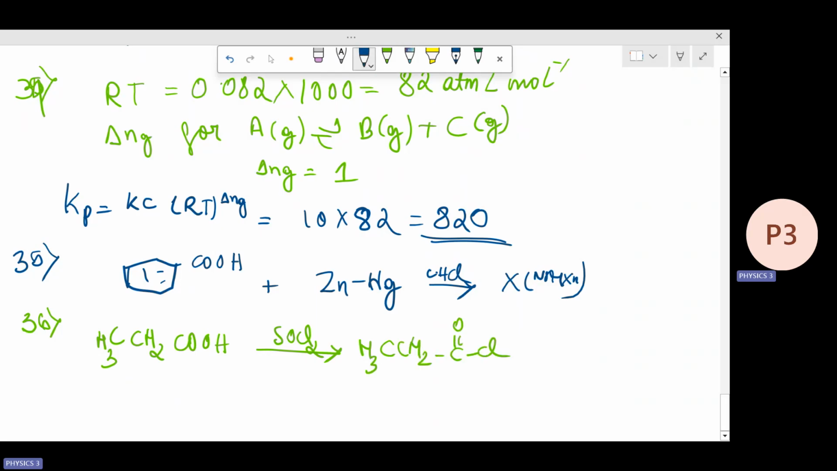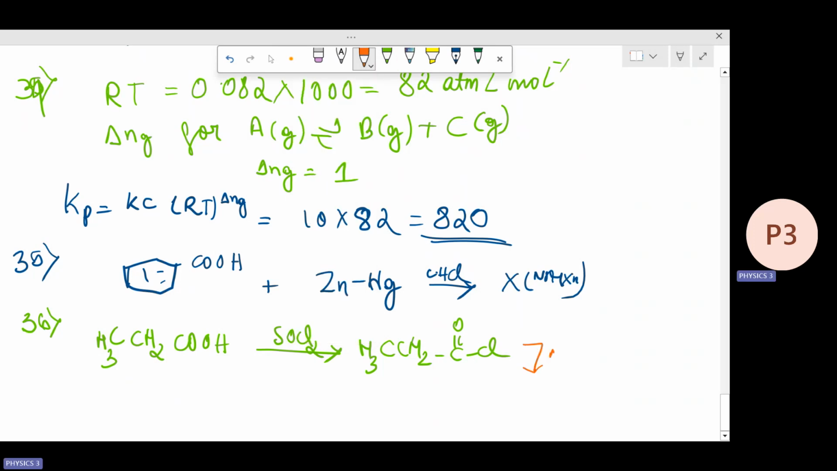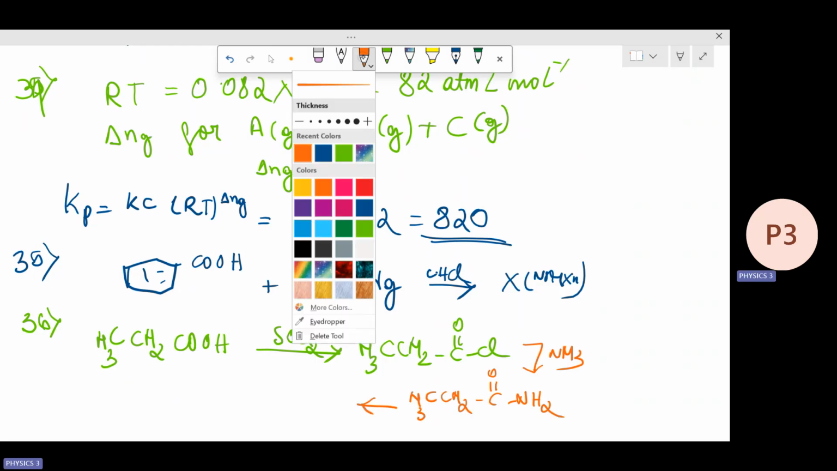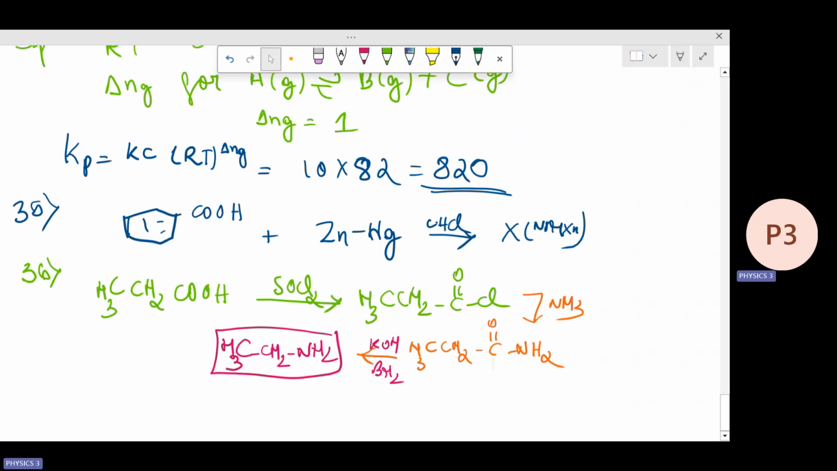Now from here, we will be giving you NH3. As soon as we give NH3, it will be CH3, CH2, C double bonded O, NH2. Now from here, as soon as we give KOH, Br2, what will be my final product? I hope all of you realize it is Hofmann degradation. As soon as it happens, the degradation will occur. It will be CH3, CH2, NH2. This is going to be my final product, CH3, CH2, NH2.